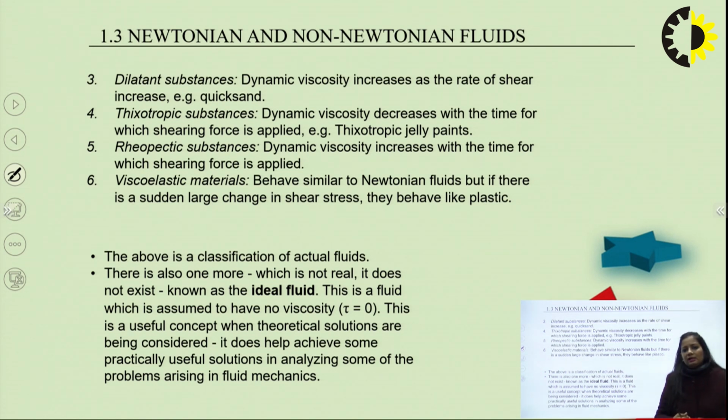The other category we will deal with is the classification of ideal fluid. What an ideal fluid is: it is not a real fluid. In this particular kind of fluid, we assume that there is no viscosity between the layers. If there is no viscosity, that means there will be no shear stress. With no viscosity, there is zero shear stress.